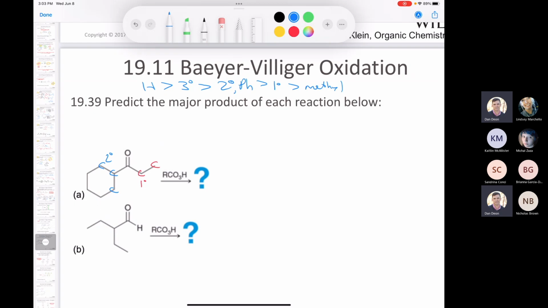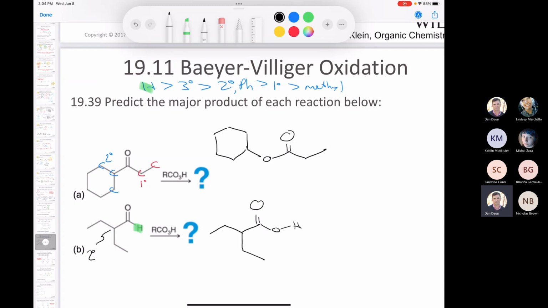And so, because of that, this side is going to have the greater migratory aptitude. And thus, our final product is going to look something like this, where we have our ethyl group over here, we have our oxygen, and then we have our cyclohexyl group, like that. So that would be called cyclohexylpropanoate or cyclohexylpropionate, either one, totally fine. In the last one, of course, we have a proton, and that has a higher migratory aptitude than anything, especially compared to this secondary carbon over here. And so we're going to end up with a carboxylic acid that's going to look like this.